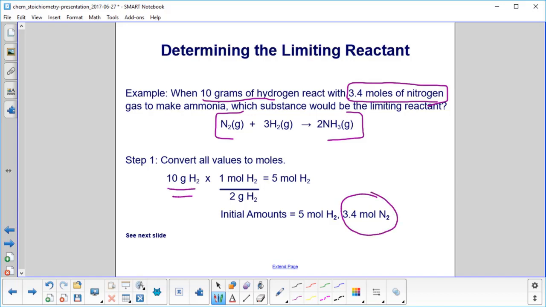But let's look at hydrogen. 10 grams of hydrogen, H2, 1 mole of hydrogen. We use the atomic mass unit to come up with the molar mass. 2 hydrogens, 2 grams, multiply. We have 5 moles of hydrogen and 3.4 moles of nitrogen. And let's see the next slide to continue this.